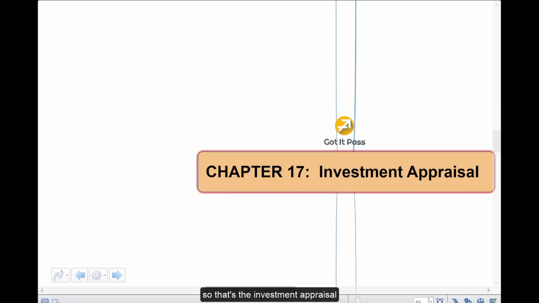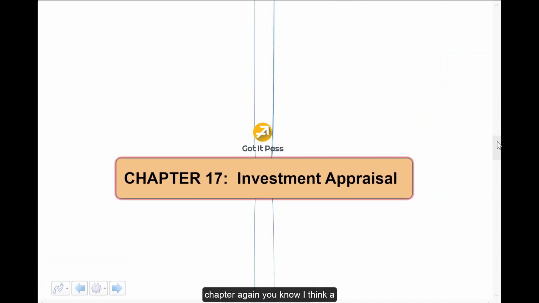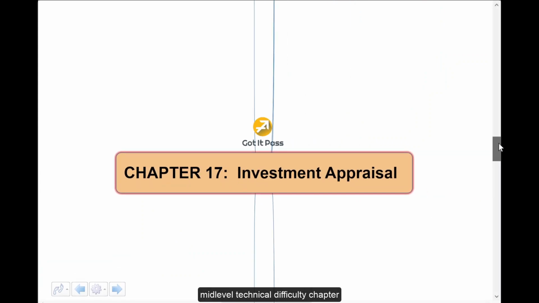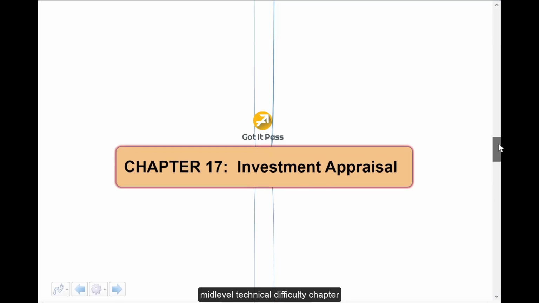So that's the investment appraisal chapter. Again, I think a mid-level technical difficulty chapter, but an important one. The only way to get better, as I keep saying, is to practice, and in particular, practicing NPV and indeed IRR questions. Okay? I hope that made sense and that your studies are going well.